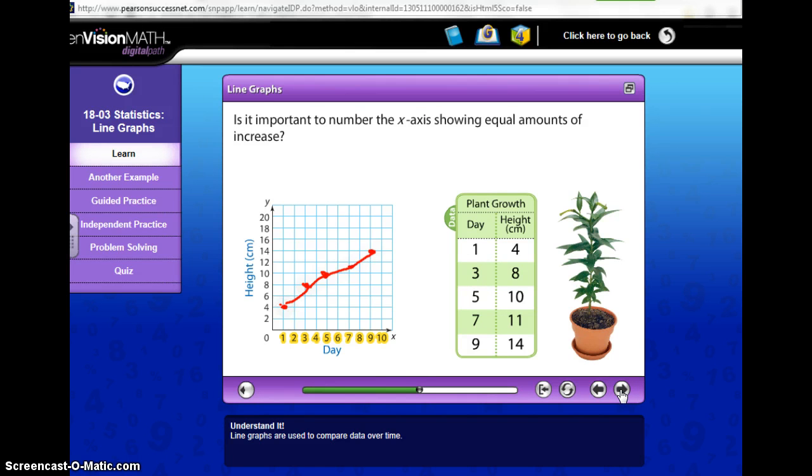Why would it be important that our x-axis show equal amounts of increase? Why couldn't we go 1, 3, 9, 15, 16? Why couldn't we just have random numbers that are in our information?